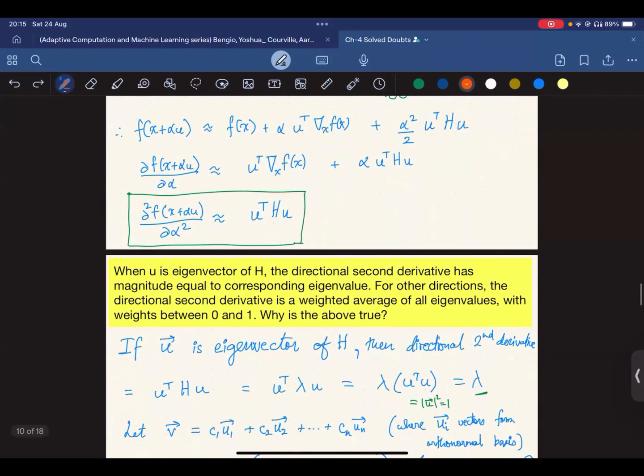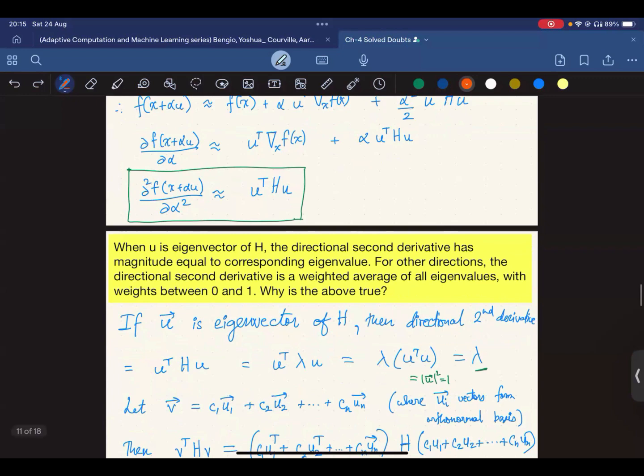To check the first thing, it's pretty straightforward. If u is an eigenvector, in u transpose Hu, we can replace Hu by lambda u since it's an eigenvector of H. And u is a unit vector, so we can replace this by 1. So the directional second derivative will come out to be lambda.